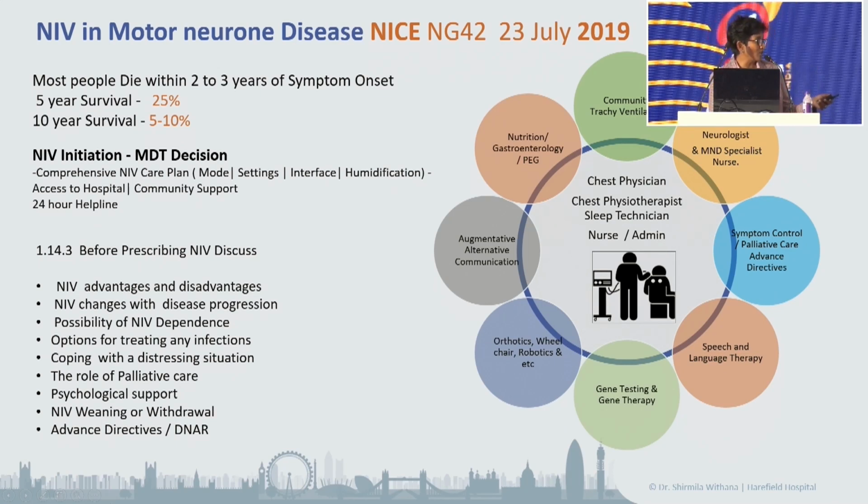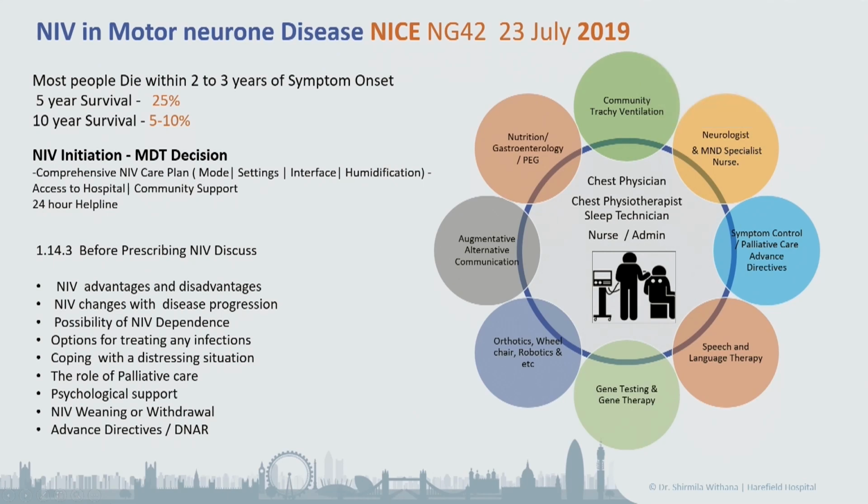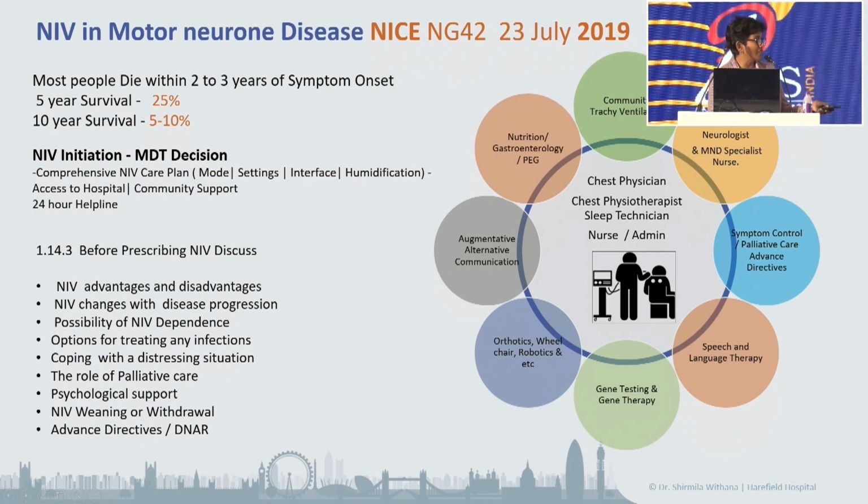You will see in the core team I have added chest physiotherapists, and that's extremely important, and we will talk about this briefly. The rest of the structure is very much what is recommended as per NICE, that you need a neurologist and a motor neuron disease MDT. You need good speech and language therapy together with nutrition, together with what we call AAC, or augmentative alternative communication techniques. The three go together. Then you have the orthotics and the robotics. Gene testing that we spoke briefly before, and palliative care is extremely important.